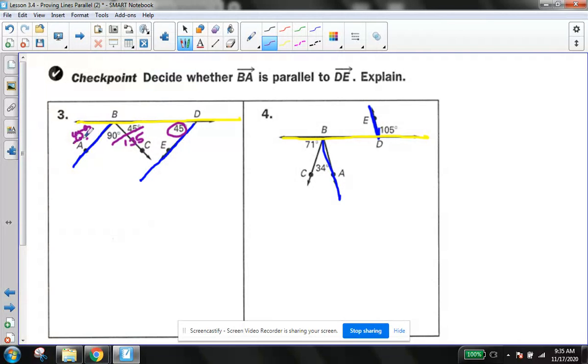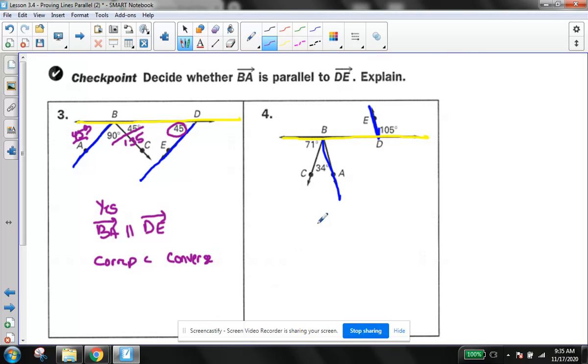So 180 minus 135 is going to give me the remaining part that's left over, which is 45 degrees. So since I do have these numbers matching up of 45 degrees, yes, these two rays would be parallel with one another. So I can say ray BA is parallel with ray DE, and that's going to be by the corresponding angles converse.